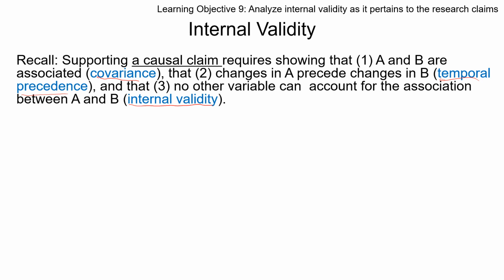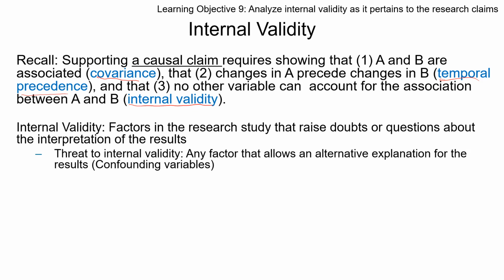Internal validity is basically checking to make sure that there is no other explanation, there's no other variable that can account for the association between A and B. Weak internal validity means that there are other variables that could possibly be responsible for that association. High internal validity means there are no such variables. So again, threats to internal validity are factors in research that raise doubts or questions about the interpretation of the results. So a threat to internal validity is any factor that allows an alternate explanation for the results.